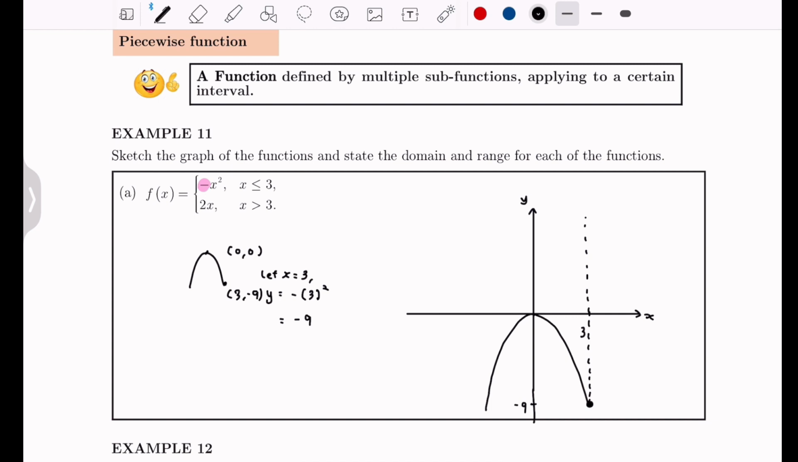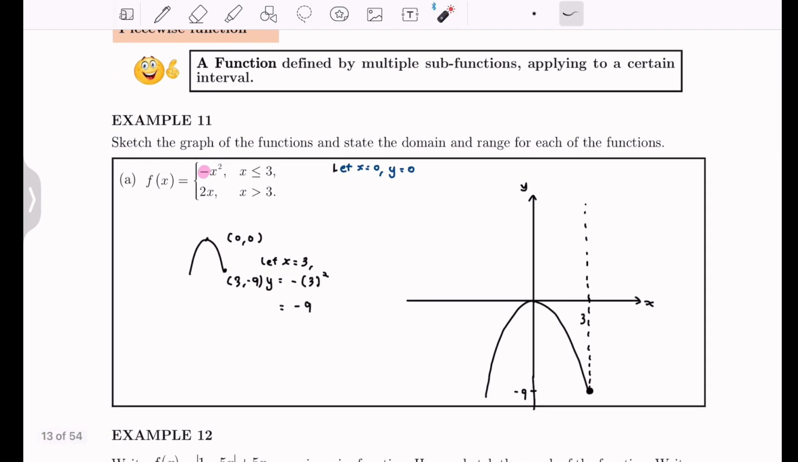For the second subfunction, 2x. So the function 2x is a straight line. It is a linear graph. When x equals 0, y equals 0. So the graph passes through the origin. So this is a graph for y equals 2x.